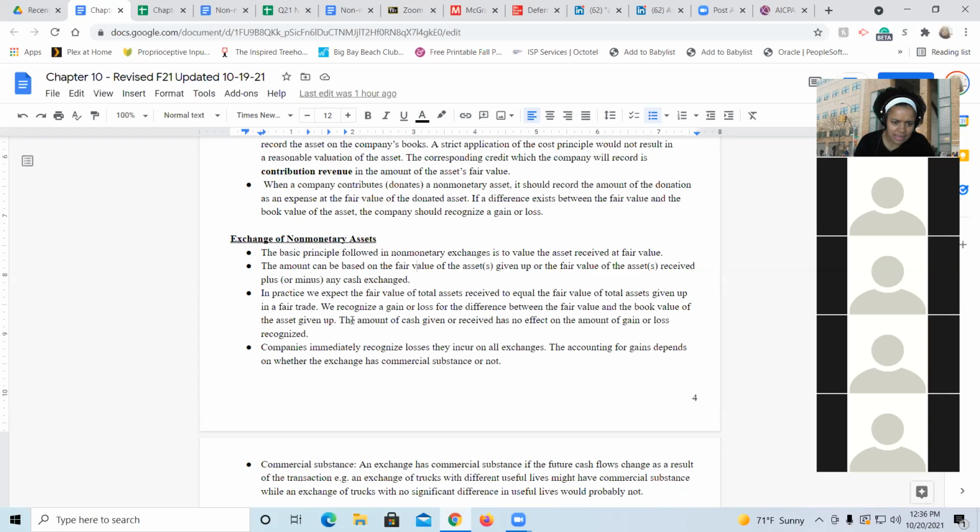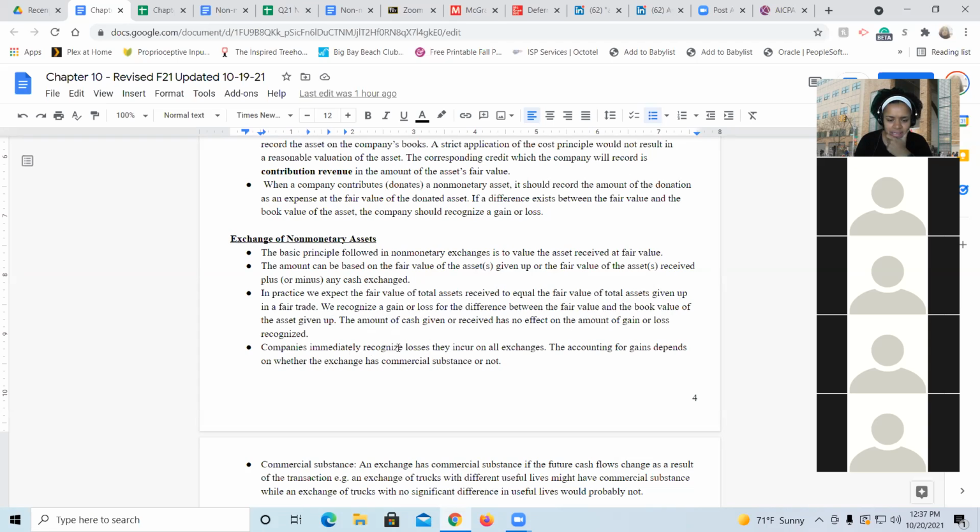That's pretty standard thinking. The amount of cash given or received has no effect on the amount of gain or loss recognized, because the gain or loss is calculated as fair value of the old asset minus the book value of the old asset. We'll do many examples and this will become clearer, but I do have to just go through the theory with you.